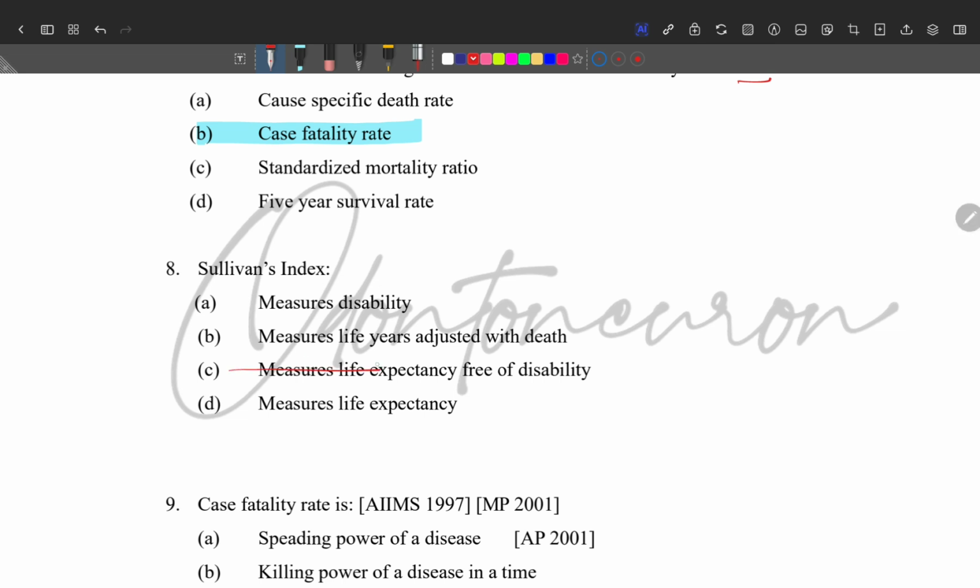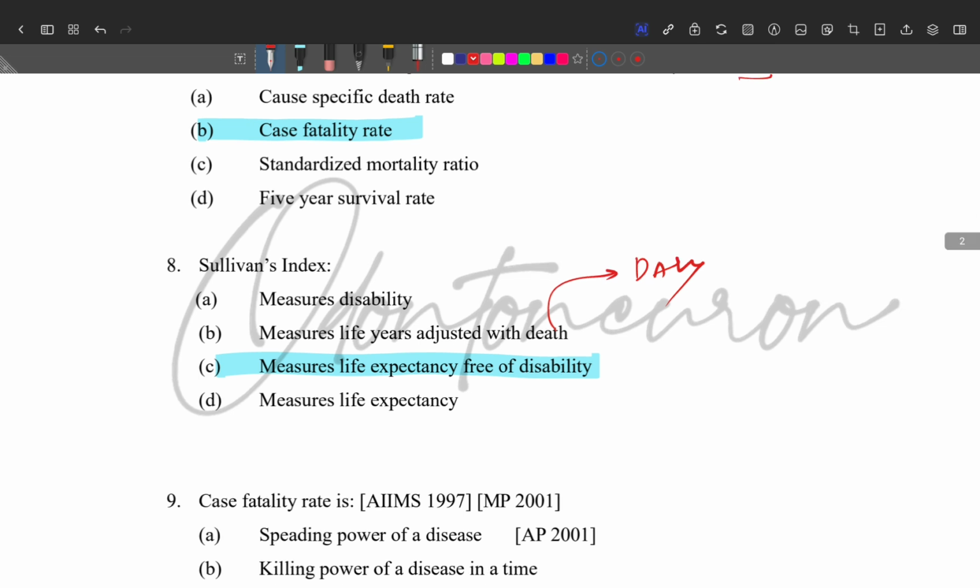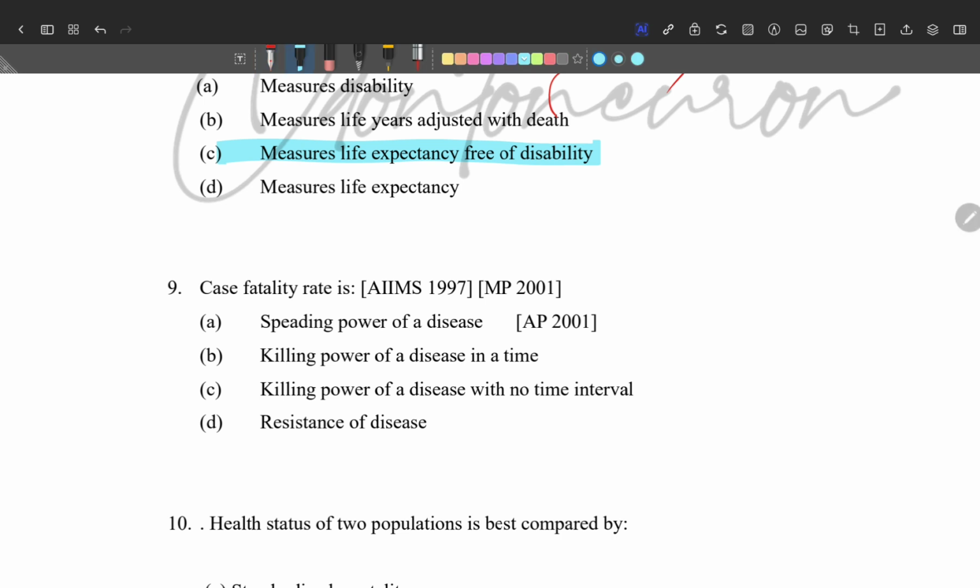Next, this is your basic theoretical base question. Sullivan index is a measure of life expectancy free of disability, and this one which you see is your DALY, which measures life years adjusted with disability. The reason I'm stressing case fatality rate this much is because it's a very important question. Case fatality rate is the killing power of the disease. So that is known as your case fatality rate.